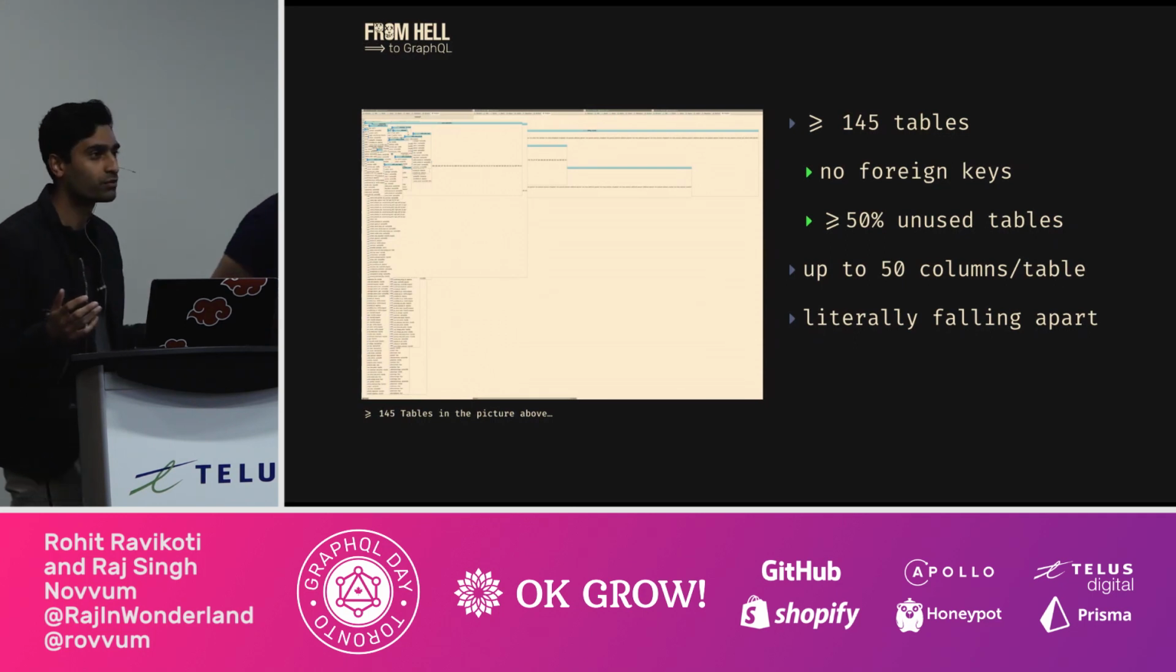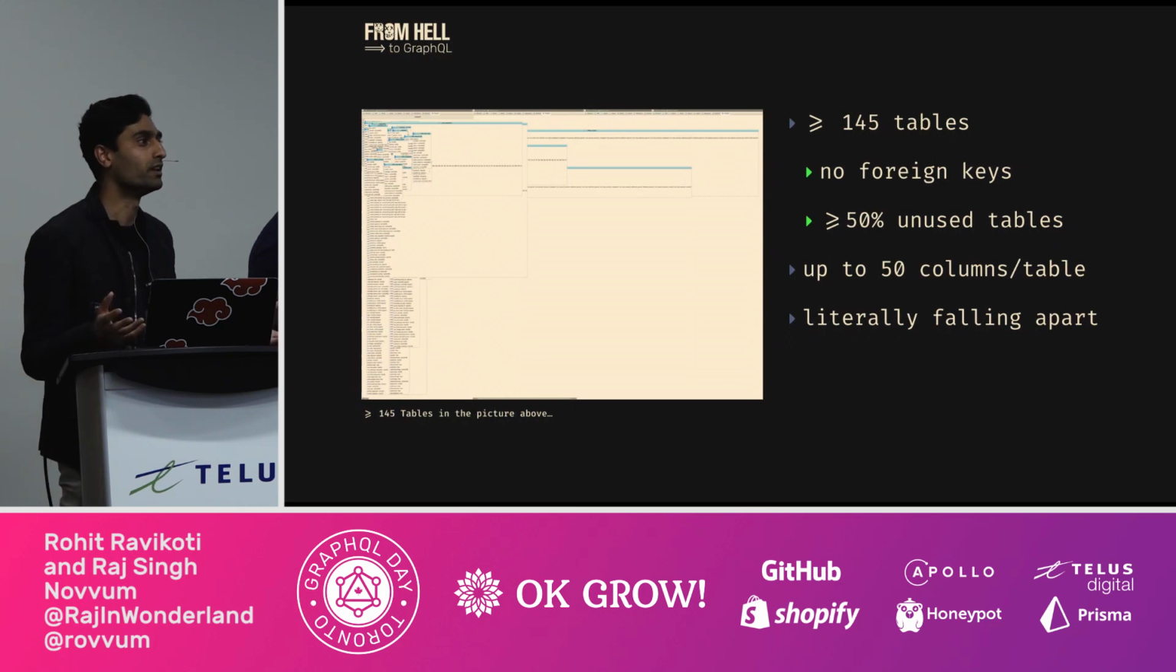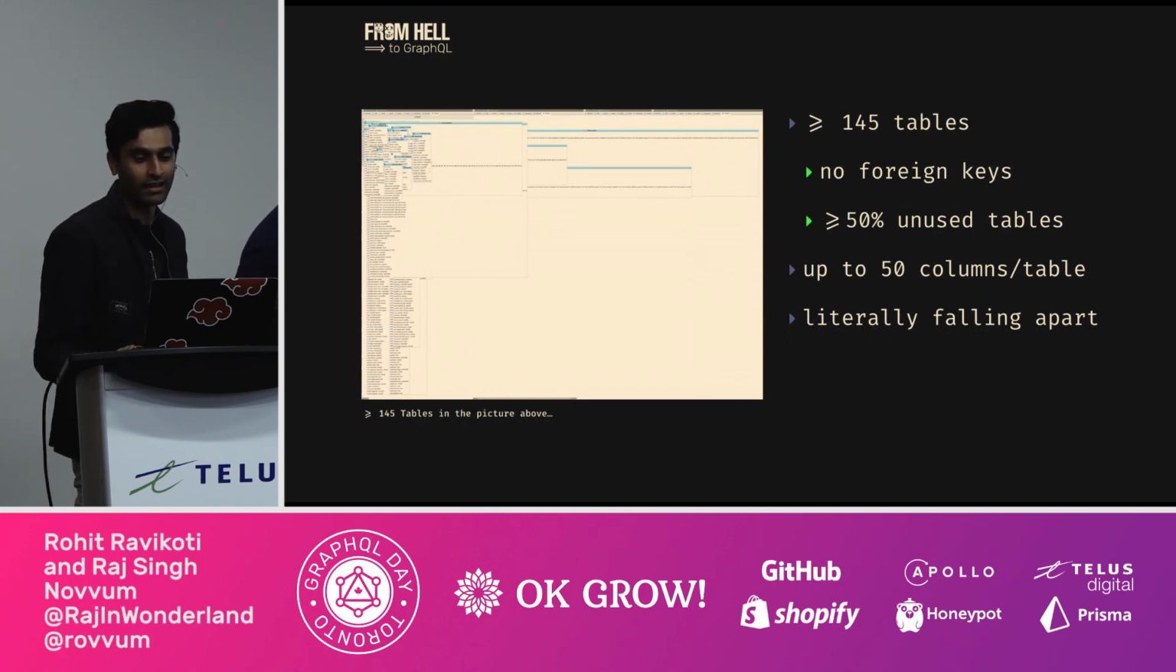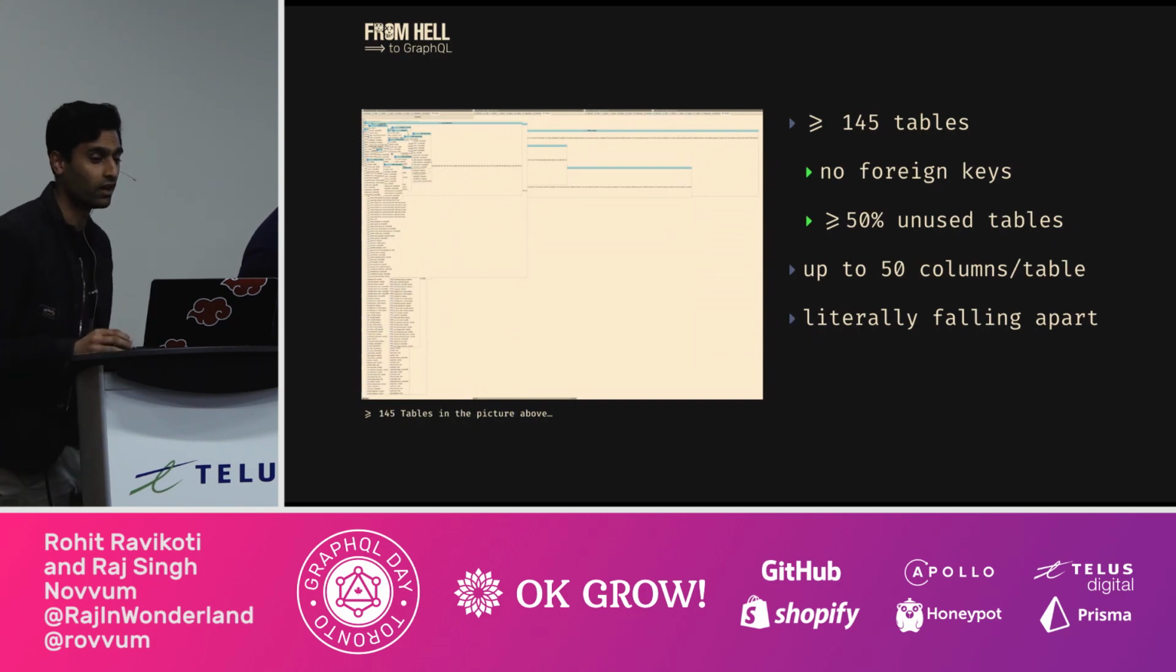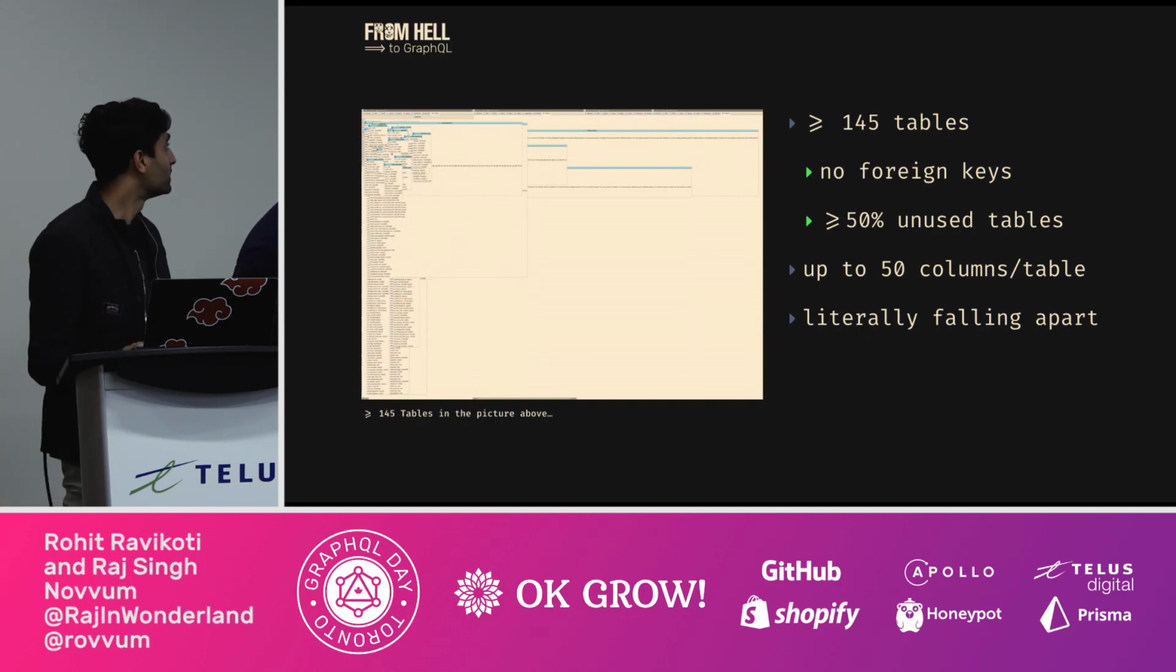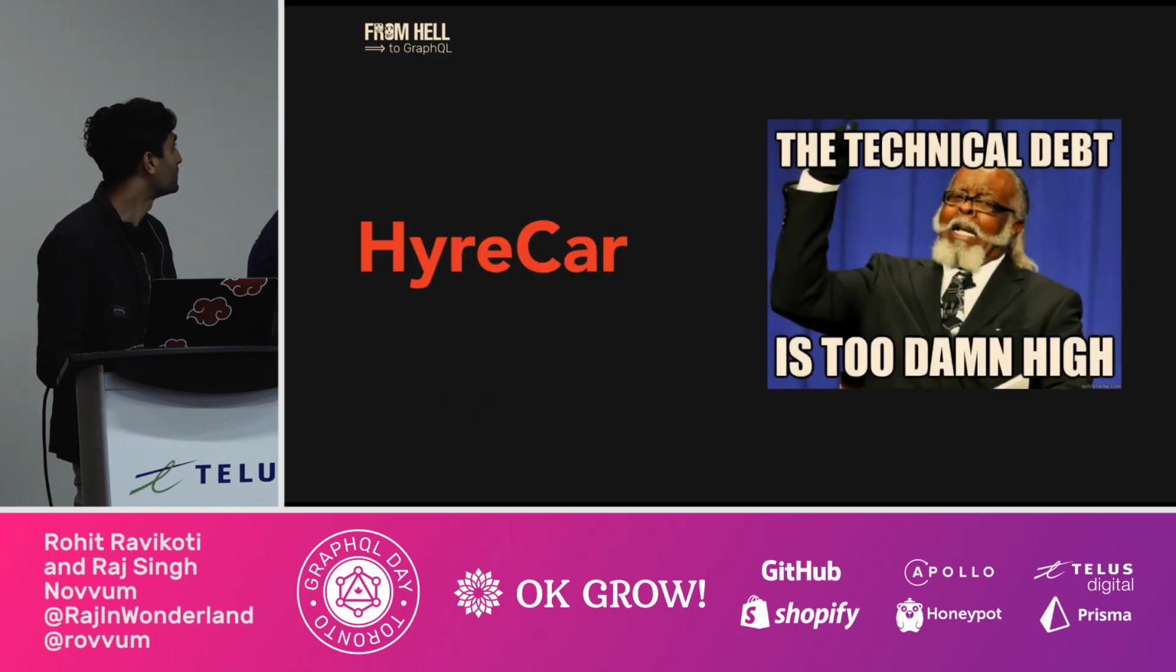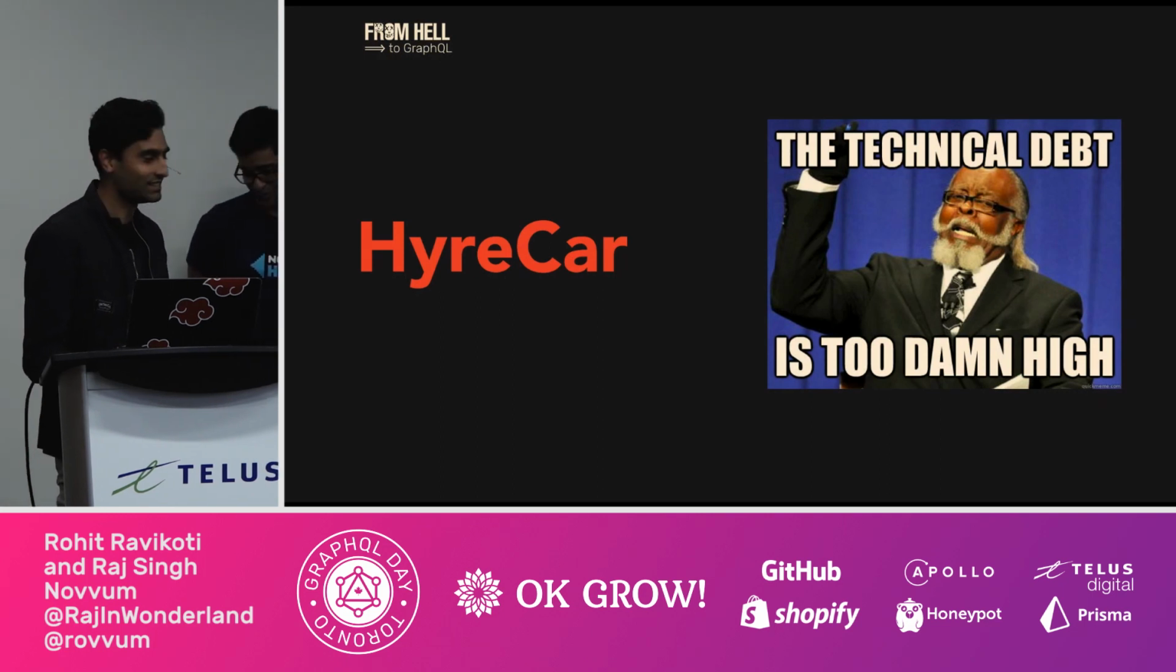Like there were those cron jobs running. So if you tried to do anything with it, it would have probably caused a lot of issues. And it got up to over 50 columns a table in some cases. So it was pretty much on the brink of disaster there. So yeah, technical debt was too high.